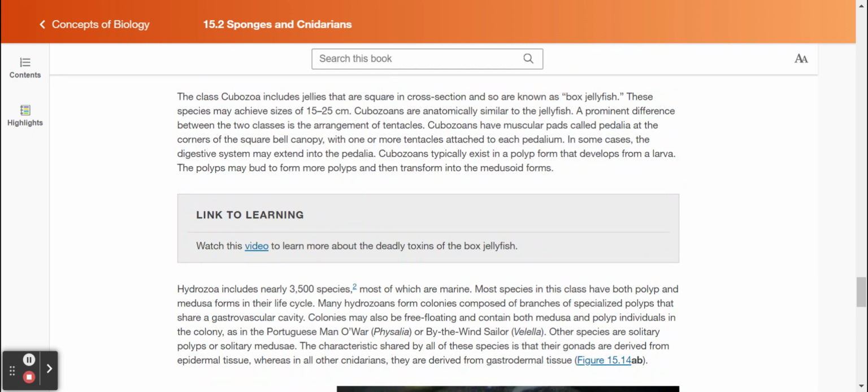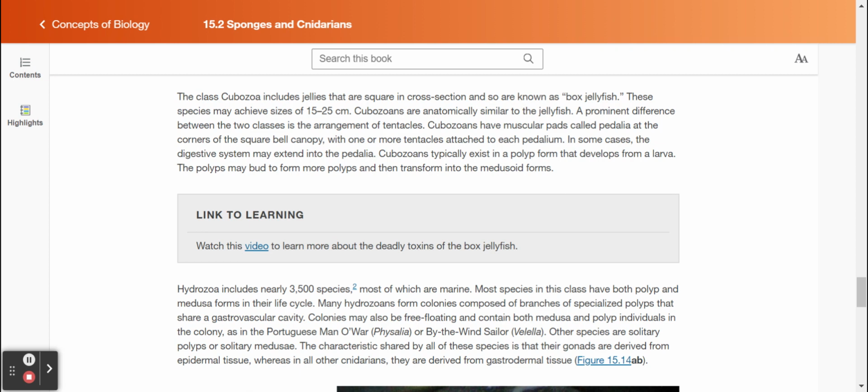The class Cubozoa includes jellies that are square in cross-section and so are known as box jellyfish. These species may achieve sizes of 15 to 25 centimeters. Cubozoans are anatomically similar to the jellyfish. A prominent difference between the two classes is the arrangement of tentacles. Cubozoans have muscular pads called pedalia at the corners of the square bell canopy, with 1 or more tentacles attached to each pedalium. In some cases, the digestive system may extend into the pedalia.